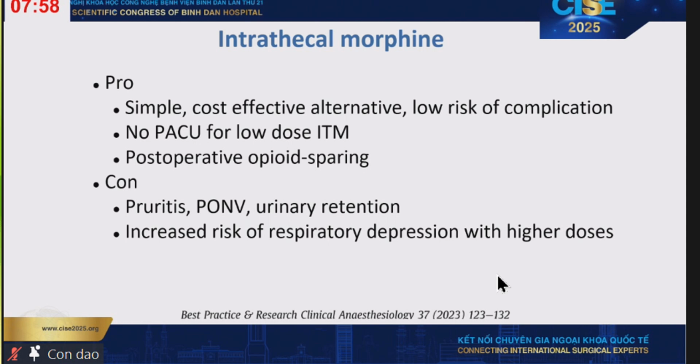Intrathecal morphine provides analgesia for 20 to 48 hours and reduces opioid consumption compared to the systemic route. The main side effects include pruritus, urinary retention, and postoperative nausea and vomiting. Higher dose, above 150 micrograms, requires close monitoring in the post-anesthetic care unit.